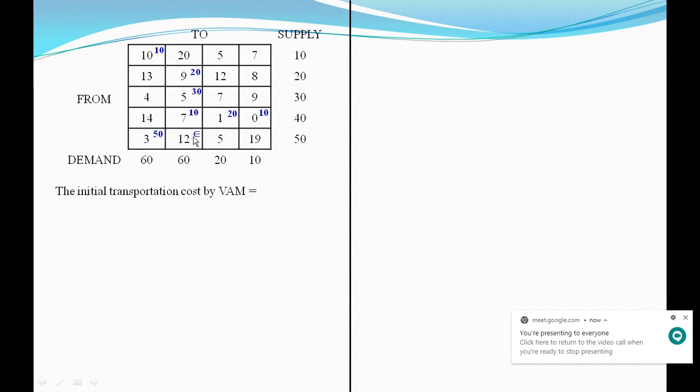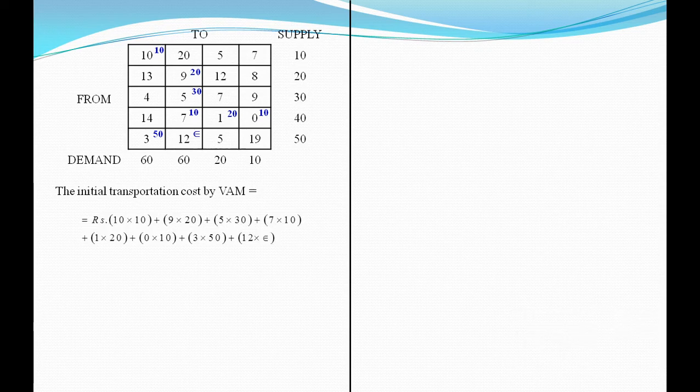Yes, I should explain where I should put the epsilon. So I have a choice of putting epsilon here in the place of 20 rupees, or in the 14 rupees, or in the place of 12. Among these three places, I choose 12 because it's comfortable for us to find the optimum solution. So the initial transportation cost by Vogel's approximation method is 670 rupees. Last time we had 760 rupees.